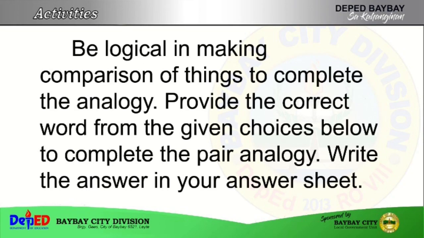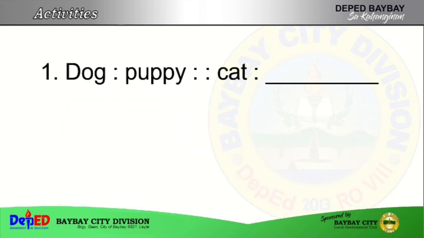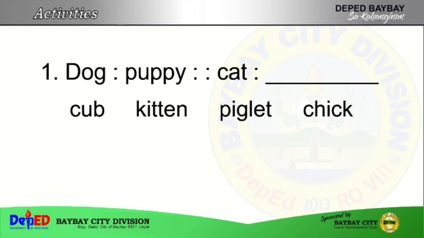Let's have activity 2. Be logical in making comparison of things to complete the analogy. Provide the correct word from the given choices below to complete the pair analogy. Write the answer in your answer sheet. Let's do number 1 together. From the given choices in each number, what do you think is the appropriate word to complete the analogy? Dog is to puppy, as cat is to blank. Choices are pup, kitten, piglet, sheep.